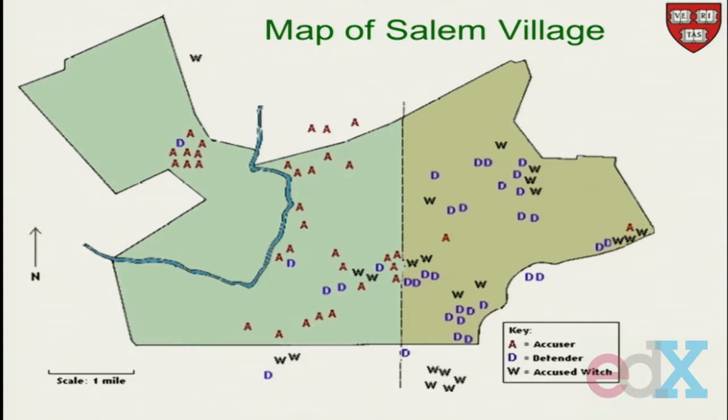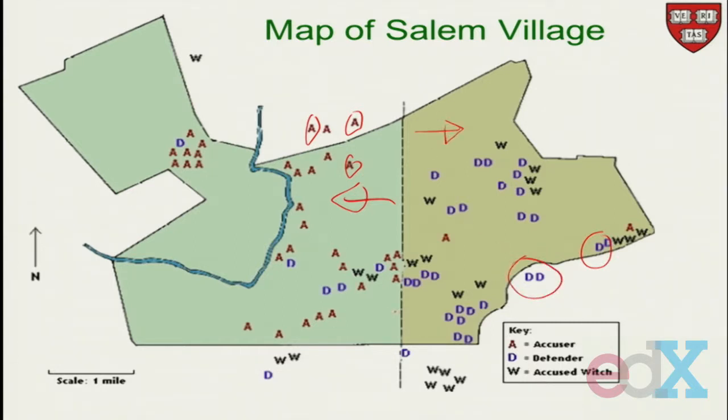But what one historian did was he looked at this and he said, all right, let me map out the addresses of who were the accusers. So those are the little A's over here. So for example, there's an A, there's an A, there's an A. And if you look, all the accusers tend to come from this side of the line. All the defenders, the ones who are defending the fact that they're being accused of being a witch, tend to come from this side of the line.